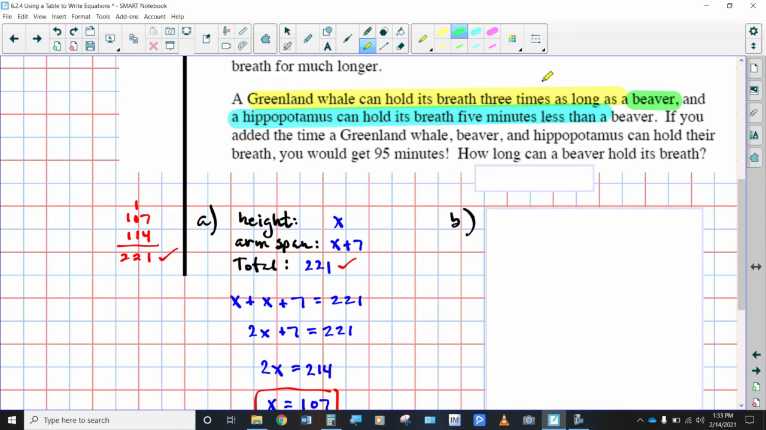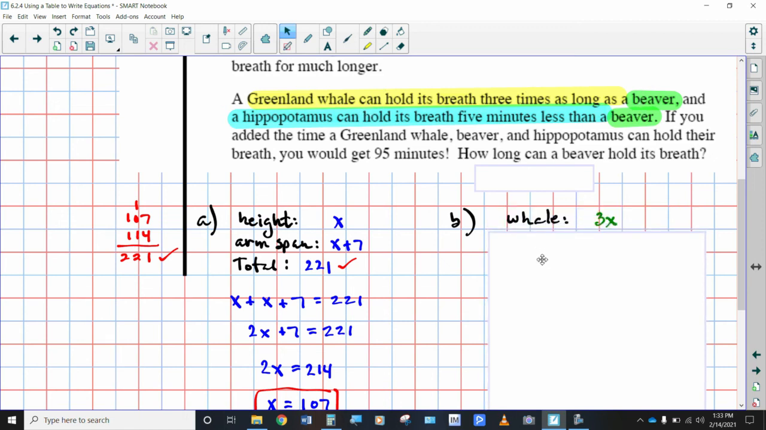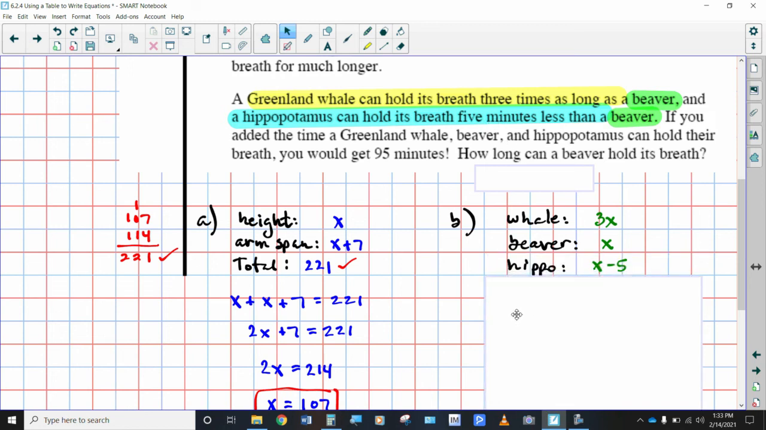So once again, we have a nice situation where 2 of our variables are being compared to the beaver. So we should make our beaver the x. So the whale would be 3x, since it's 3 times as long as the beaver, which is our x. And then the hippo is 5 less than x, so we'd write that as x minus 5. The combined total, let's not forget that. That's important. All of them all together can hold their breath for a total of 95 minutes. So that would be the total.